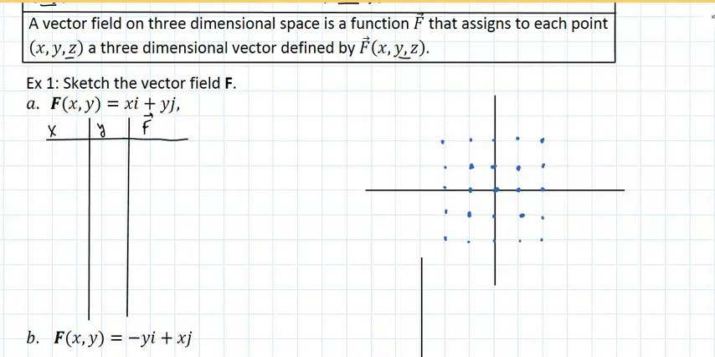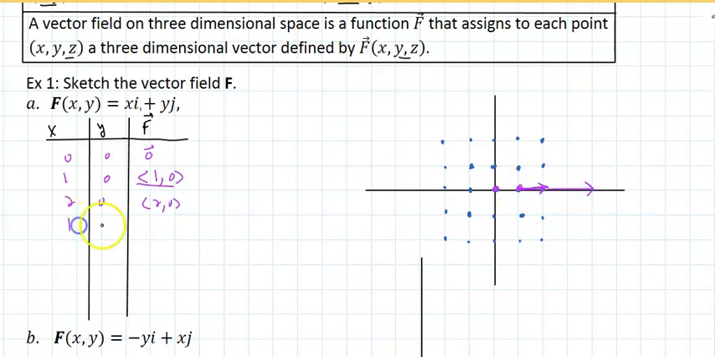If I take the first point, obviously (0, 0), I am at (0, 0). But if I go to the point (1, 0), then it looks like my vector is (1, 0). So I go to the point (1, 0), I am right there, and the vector is move 1 in the i direction. What if I go to (2, 0)? It seems it stretches out even further.